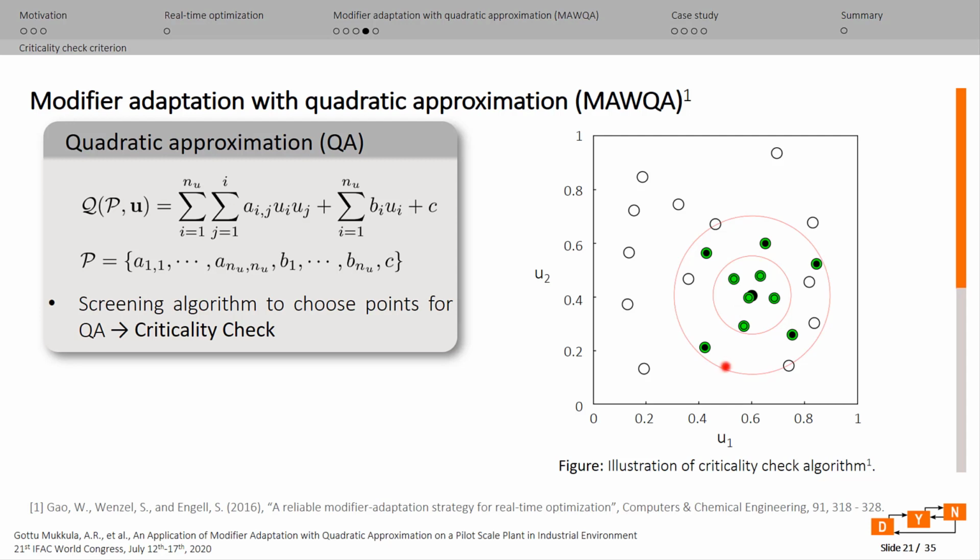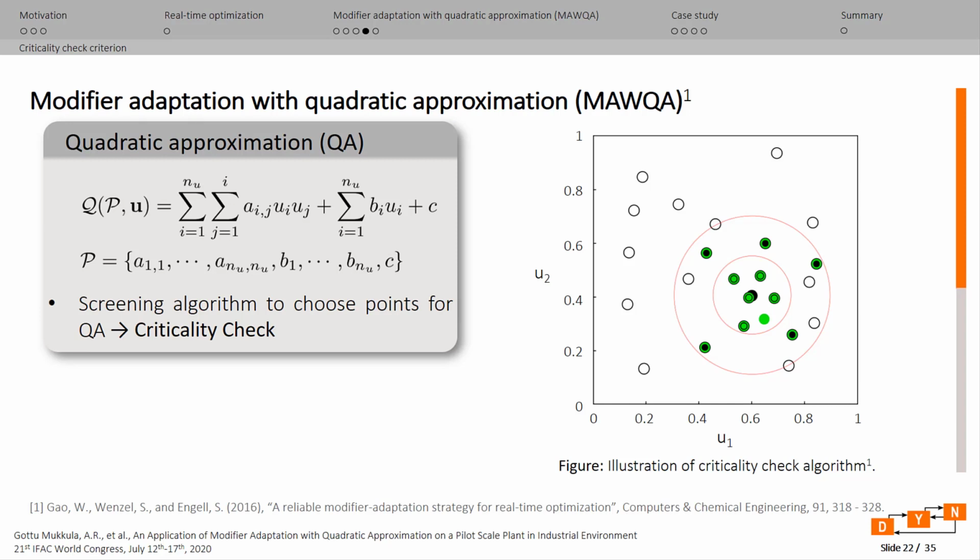The radius of the outer circle, although a tuning parameter, was said to be twice that of the radius of the inner circle, which is already a tuning parameter. This criticality check is performed only if the new input is close to the already known best input. Usually, such a scenario happens when the iterative optimization scheme is close to converging to the true plant optimum.